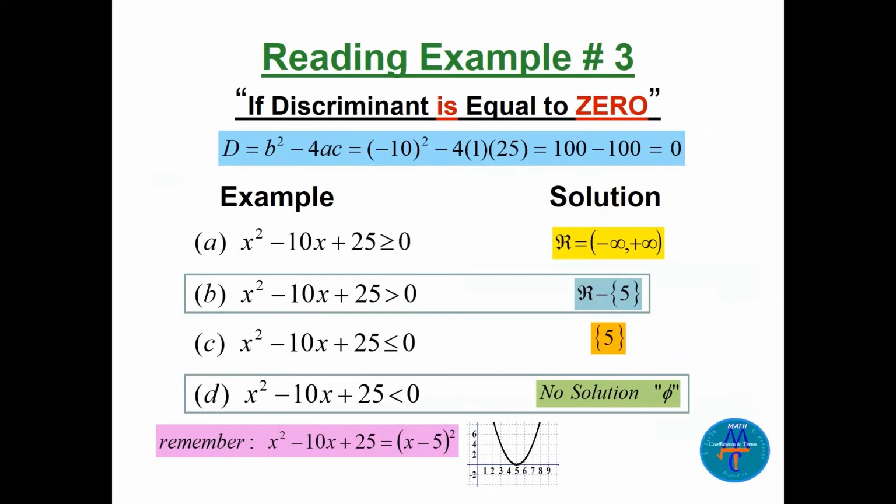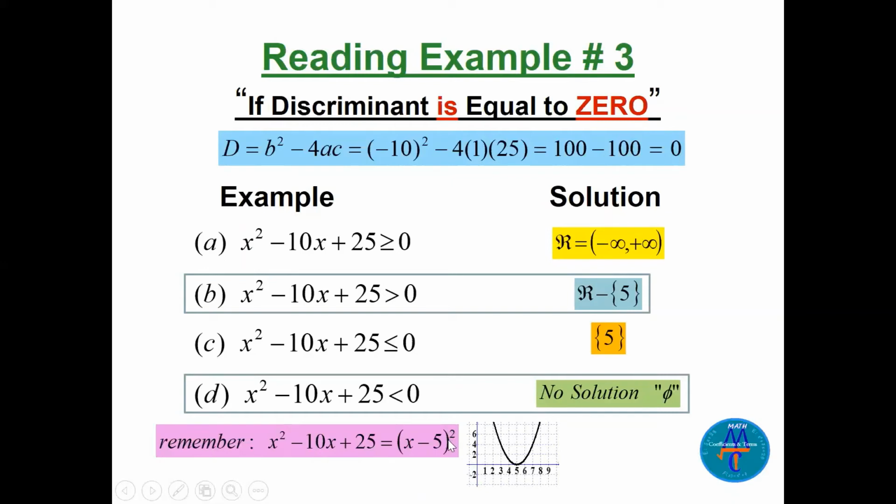Now what will happen? This is example number 3. If the discriminant is equal to 0, let's look at this example here that has 4 parts. x squared minus 10x plus 25. Try to find the discriminant: minus 10 squared, b squared minus 4ac, which is 100 minus 100, which is 0. So these are also special cases. Just to remind you, x squared minus 10x plus 25 you can make as x minus 5, all squared. So this will be the graph here.